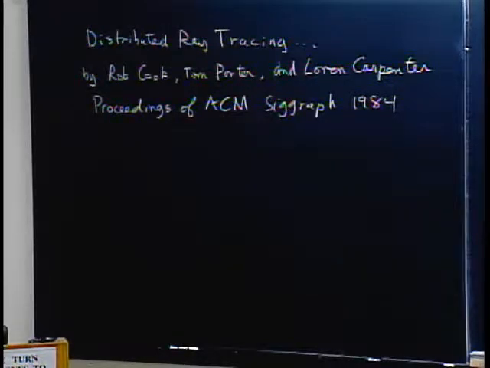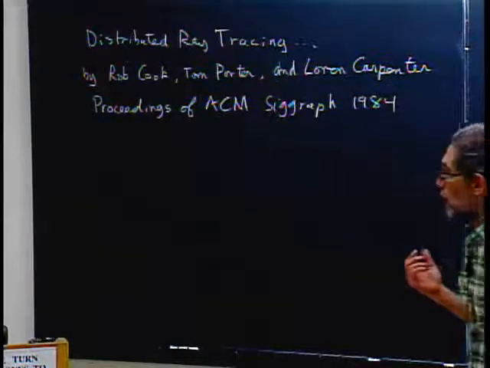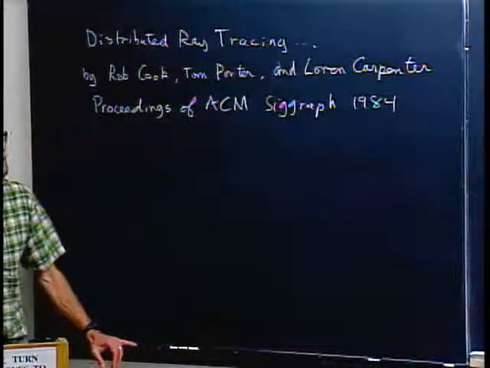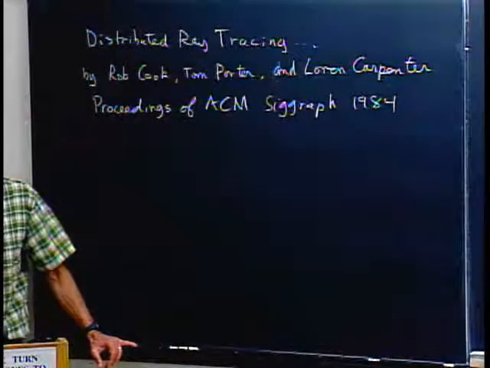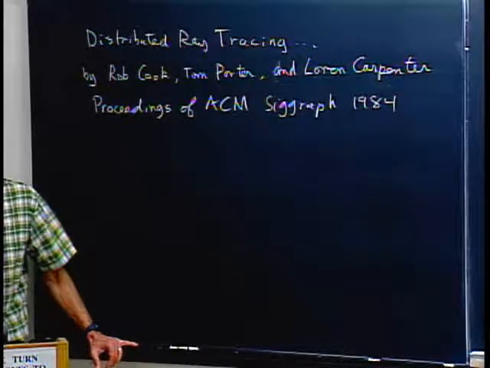Okay, so what I'm going to talk about is the distributed ray tracing paper by Cook, Porter, and Carpenter. It came out in the ACM SIGGRAPH proceedings in 1984, and I expect you to download a copy of that and read it. It was listed in the syllabus as the reading for today.